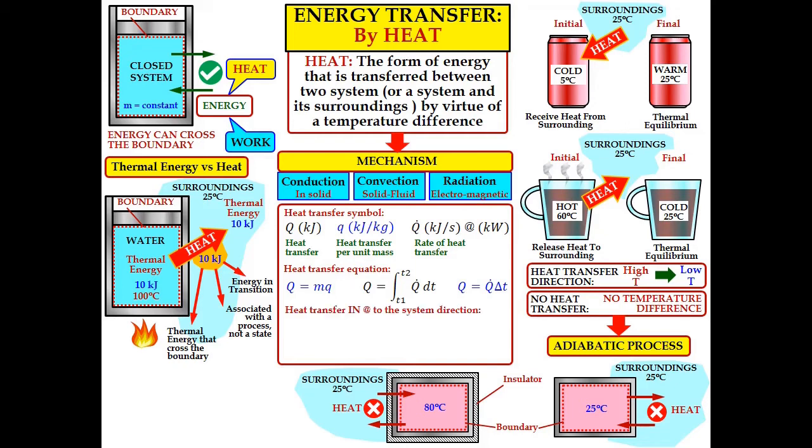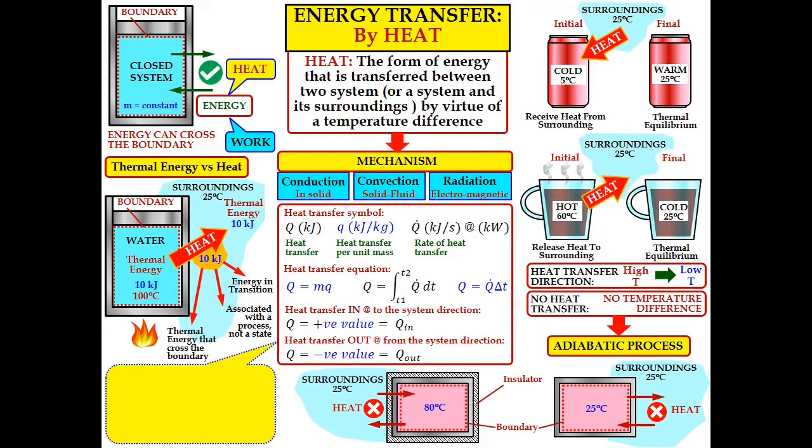Okay, in terms of the symbol to describe the direction of heat transfer, heat transfer in, or heat transfer to the system, will be a positive value. We can just write down Q equal to a positive value, or we can write Q in equal to a certain value. Okay, so that is the symbol that we use for heat transfer in, or heat transfer to the system. However, for heat transfer out, or heat transfer from the system, the Q value will be negative, or we can use the symbol Q out.